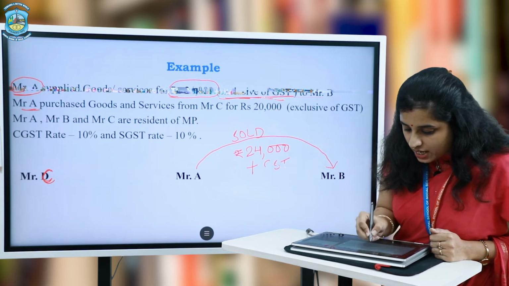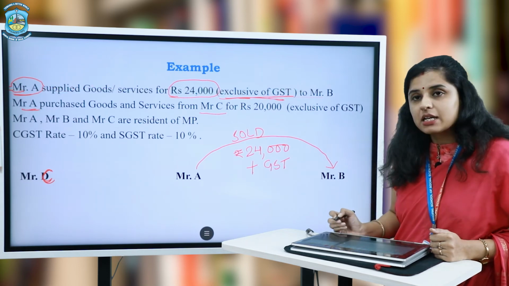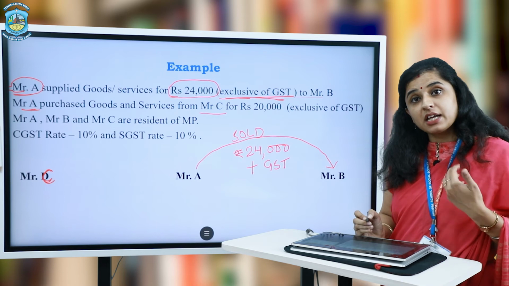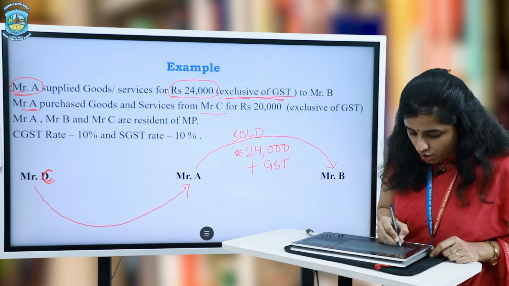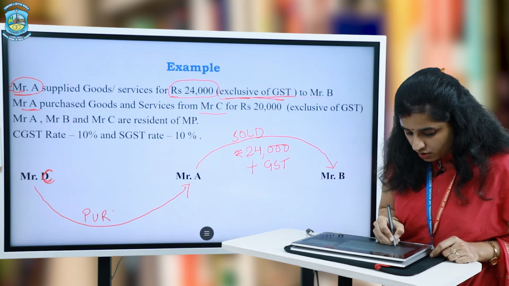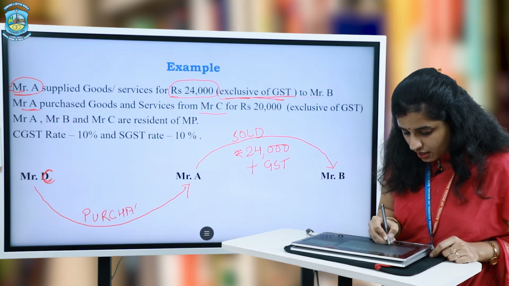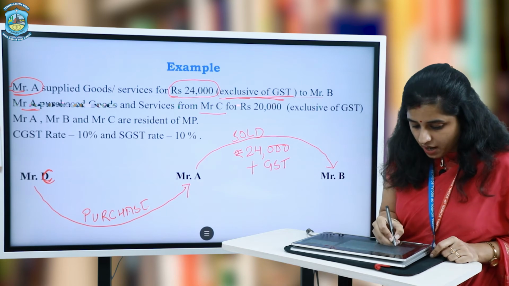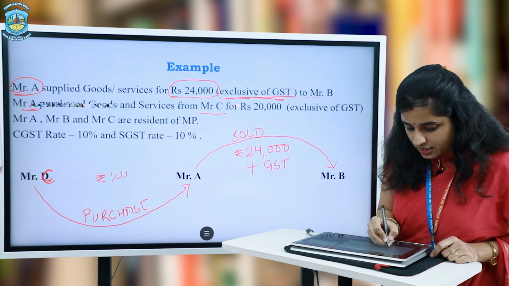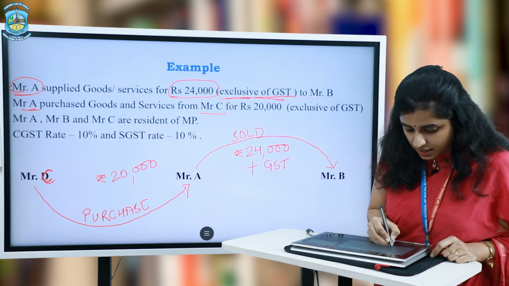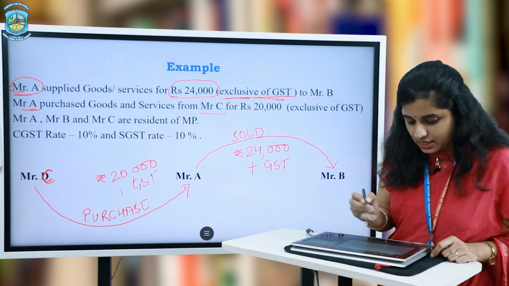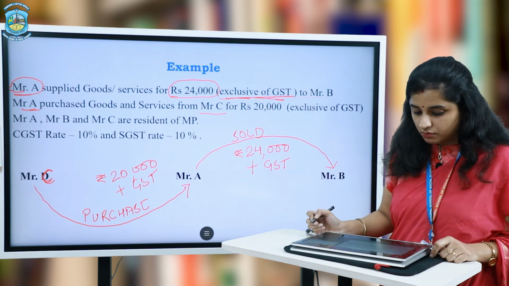Mr. A purchased goods and services from Mr. C. So, from where has Mr. A procured these goods? Mr. A has procured these goods from Mr. C. So, this is a purchase transaction. What is the amount? The amount is rupees 20,000, exclusive of GST. That means here also the amount of GST has to be added.